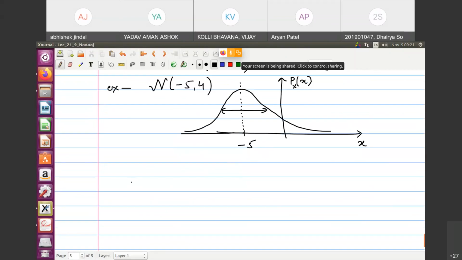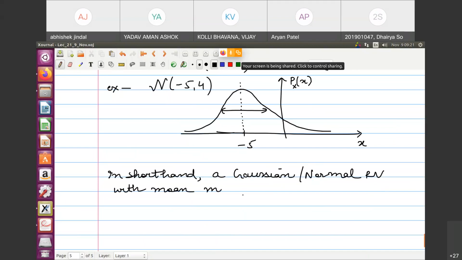So we use a shorthand. I'm writing this so that you know why we find these things in textbooks and other places. In shorthand, a Gaussian or normal random variable with mean m and variance v square is denoted as follows, with this operator. This shows that the variable has a distribution which follows this. That is the way we write things in shorthand.